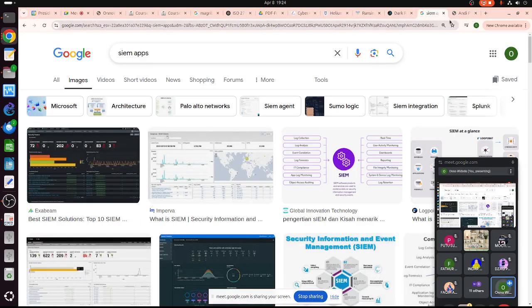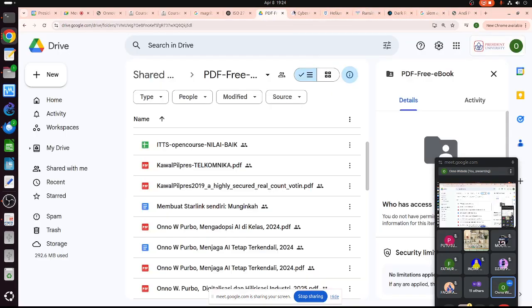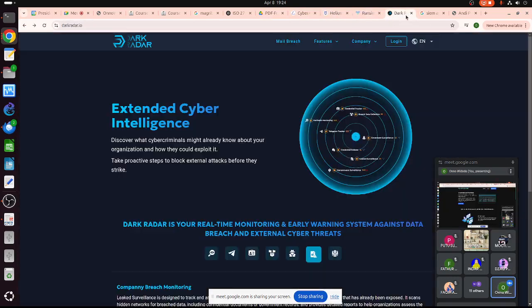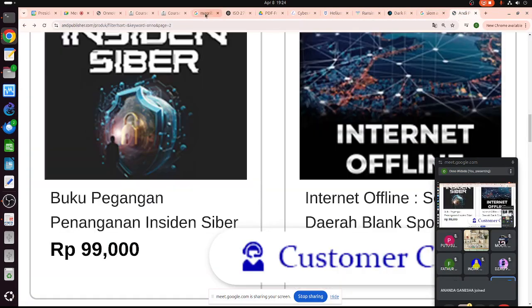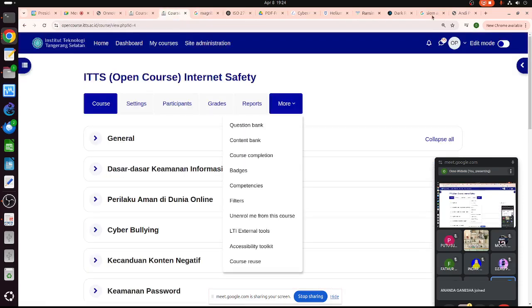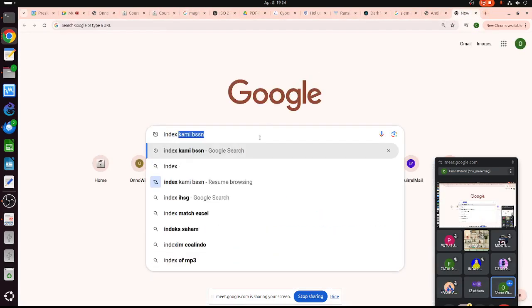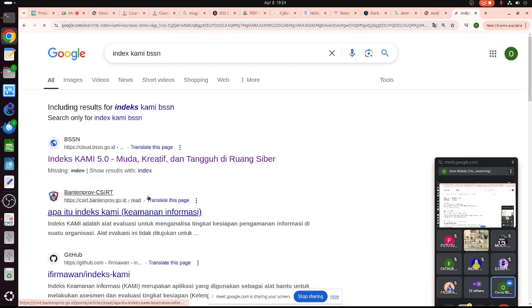If you can download the, where is the Kami index? Where is the Kami index? No. Let me see if I can download it now.